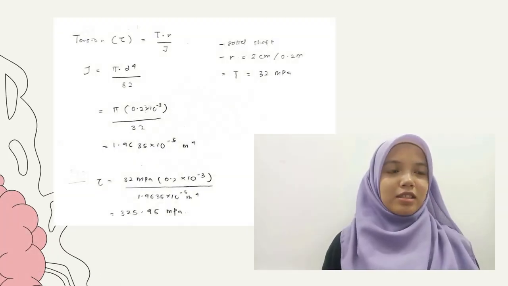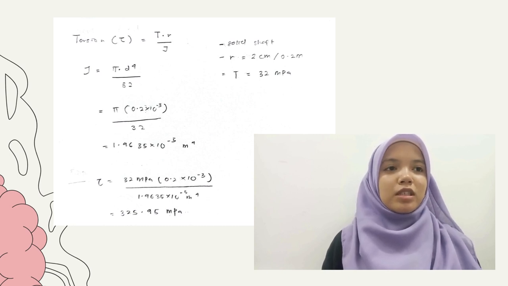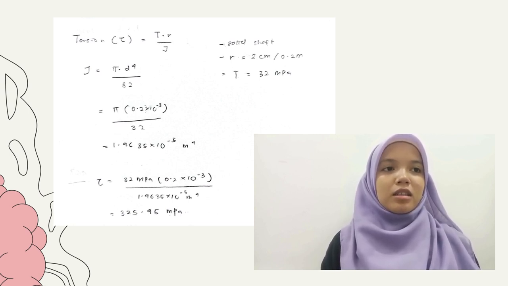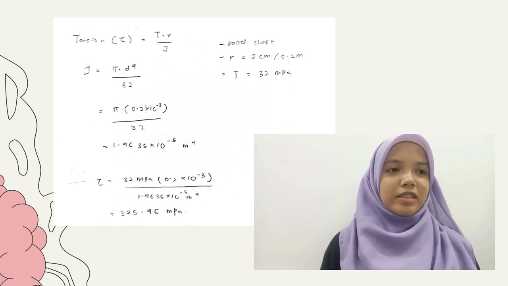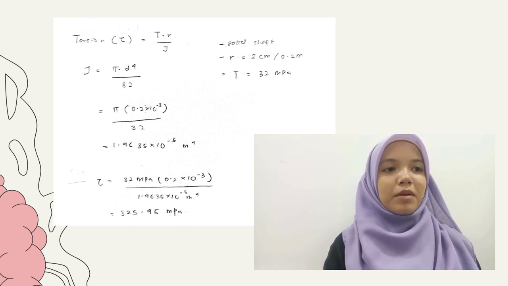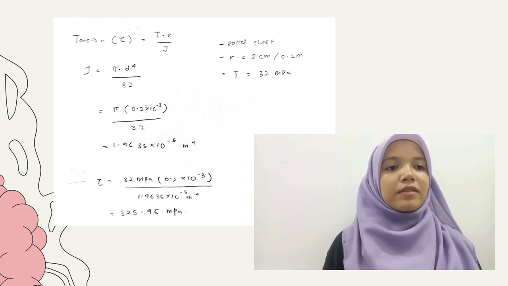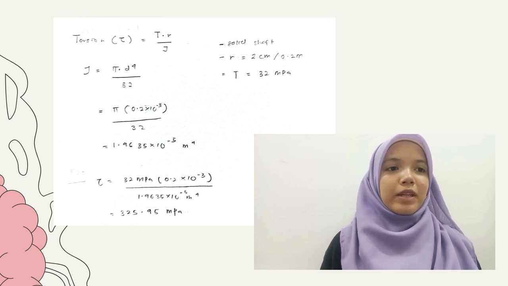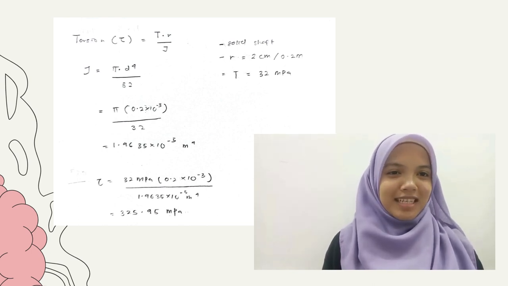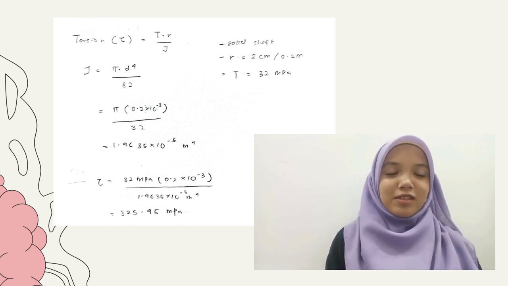For torsional loading analysis, we analyze at the wheel using the torsion formula, which is TR over J, and for J we use pi times d to the power of 4 over 32, and we get 1.6935 × 10⁻⁵ meter. With the information given, we put it into the torsion formula, and we got 325.995 megapascal. That's all for calculation. Thank you.